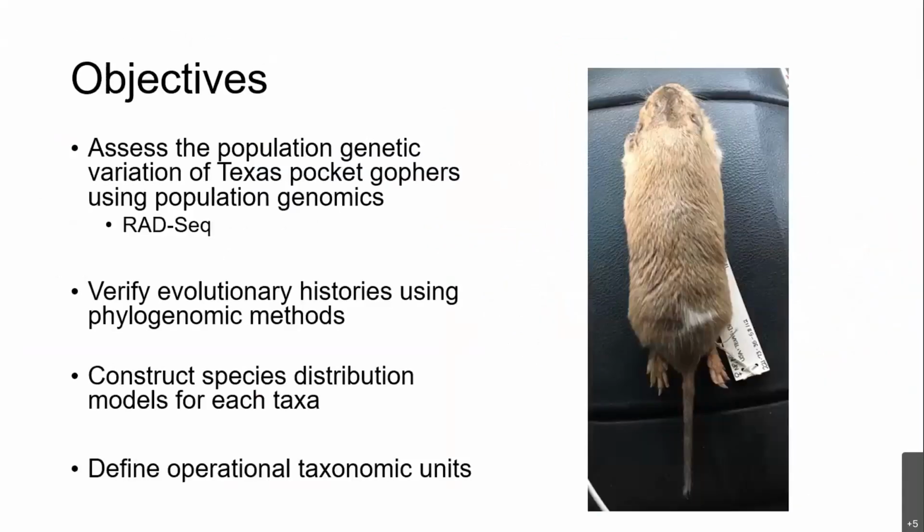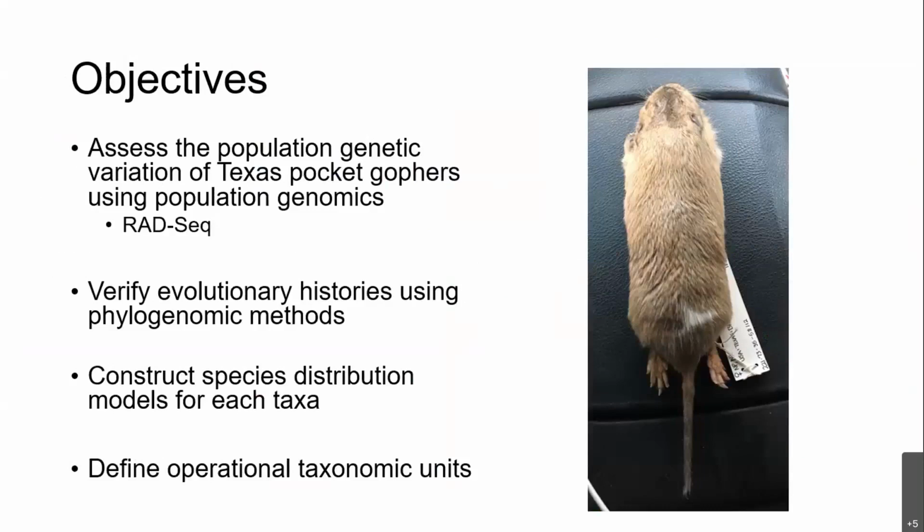So the objectives of the project were to assess the population genetic variation of Texas pocket gophers using a technique called RAD-Seq, which I'll get into a little bit later; verify these evolutionary histories using phylogenomic methods; and construct species distribution models for each taxon, ultimately with the goal of defining operational taxonomic units.